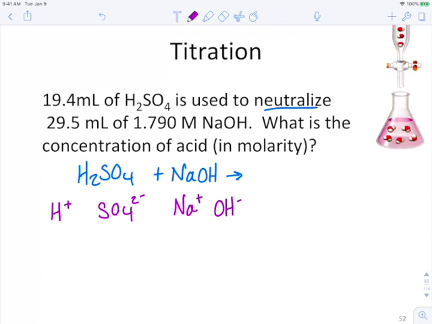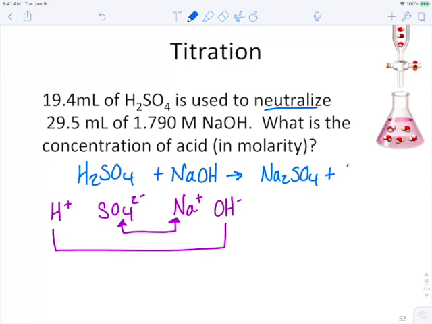Okay, so from here we combine our outer ions and our inner ions. So what are our products? Anyone bravely want to venture a guess about what our products are? Excellent. So I'm seeing Na2SO4 and I am seeing H2O like so. All right, any questions on how we got those products?